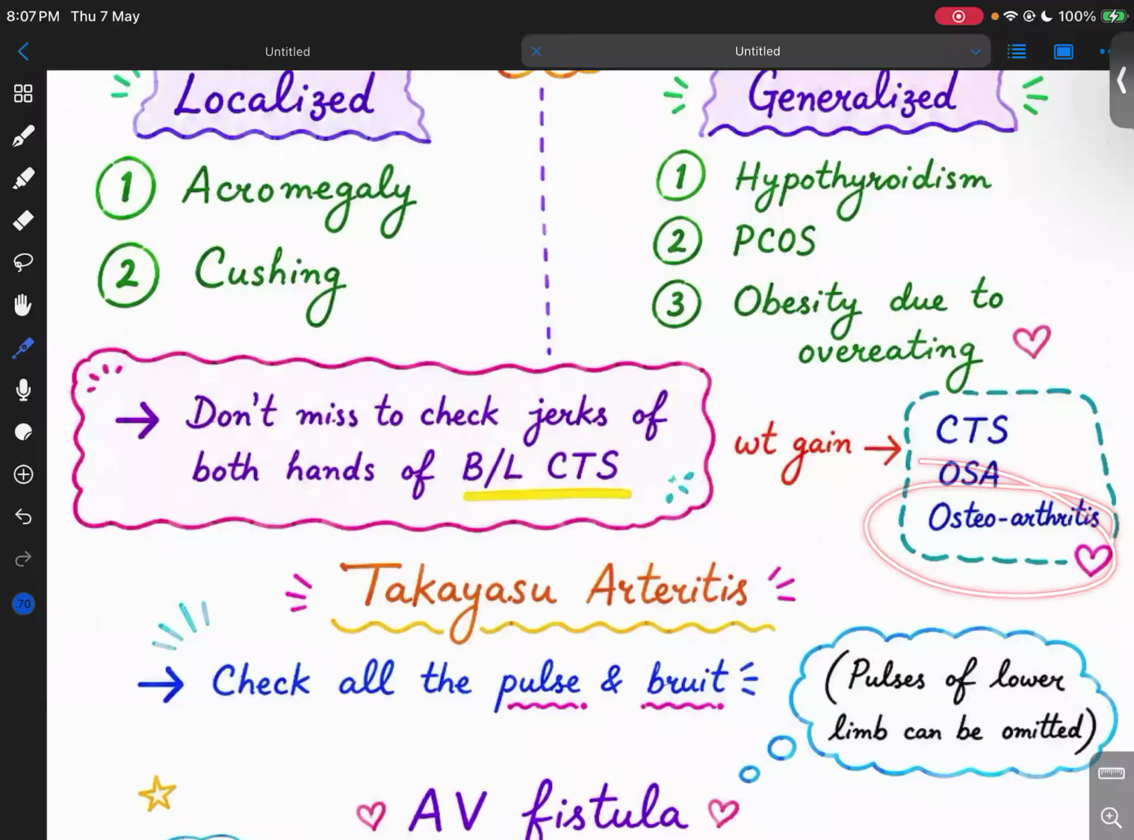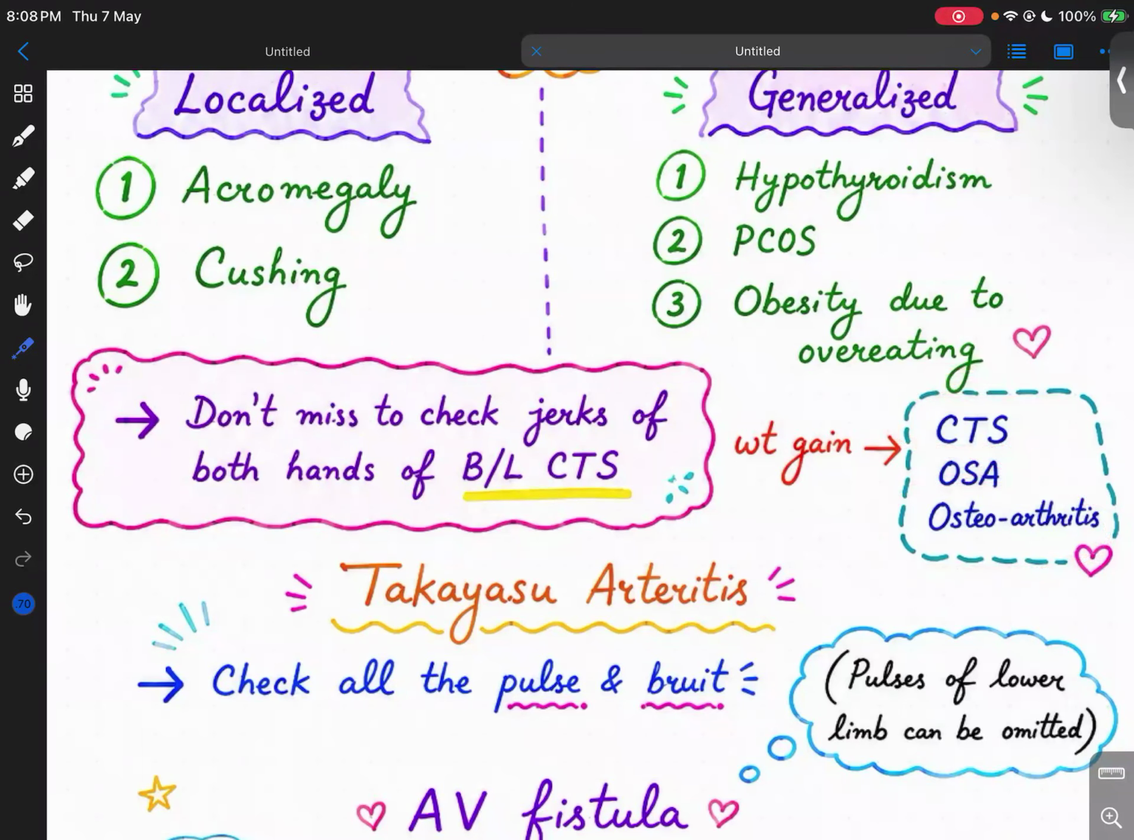And you have to rule them out from the history, from the physical examination, and from the investigation for every case of weight gain. Because weight gain is a very popular prompt of the PACES exam. You can be given a case of hand pain with background of weight gain, or you may be given a case of headache on background of weight gain. The diagnosis was obstructive sleep apnea. But besides, you have to rule out the carpal tunnel syndrome and osteoarthritis. If you don't do that, marks will be cut.